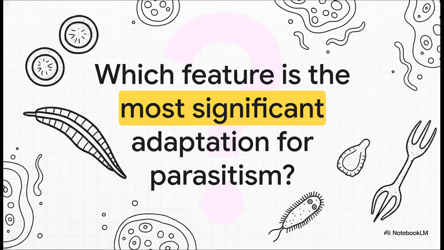Okay, I'm going to leave you with a question to think about for our next session. Of all the structures we've looked at today, the suckers for hanging on, the groove for reproduction, those specialized larval stages, which one single feature do you think is the most significant adaptation for this worm's parasitic life? Be ready to defend your answer. We'll talk about it next time.